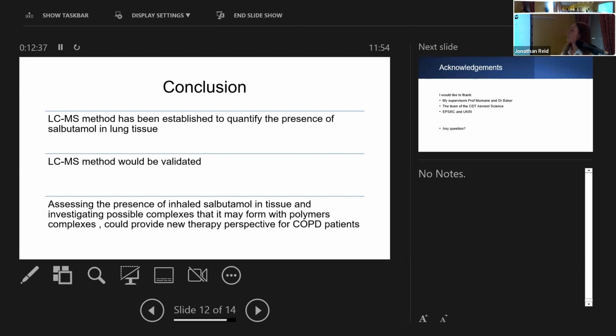So, in conclusion, what I did so far is adapt an LCMS method to quantify the presence of salbutamol in tissue. What I have to do next is validate this method. The exciting bit is that we can also investigate possible complexes that salbutamol can form with other molecules and with other polymers. This could provide a new therapy perspective for COPD patients. Unfortunately, I can't disclose which kind of polymer complexes I'm going to form because it's too early and I'm not allowed.